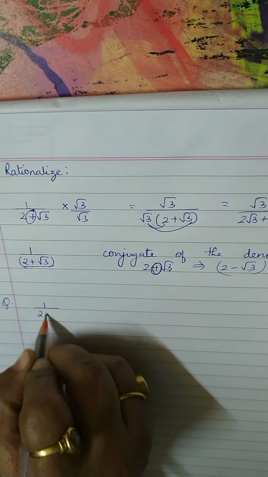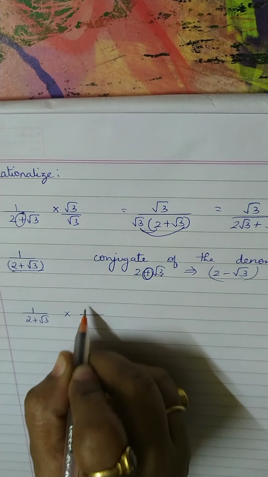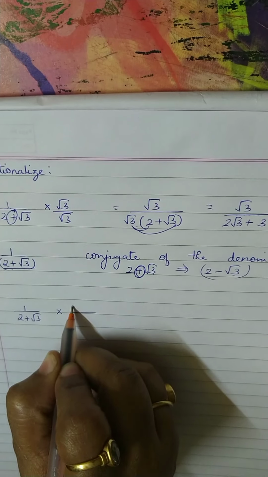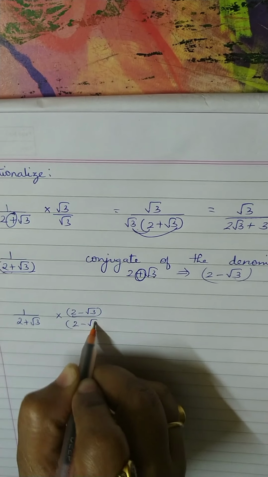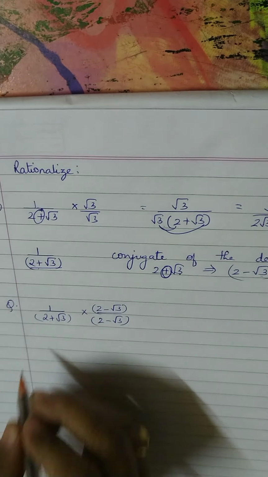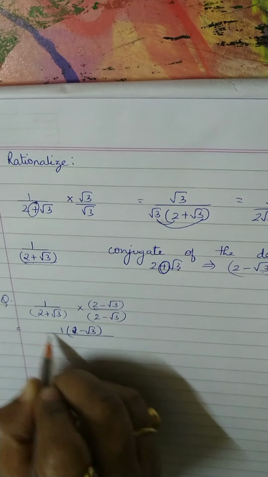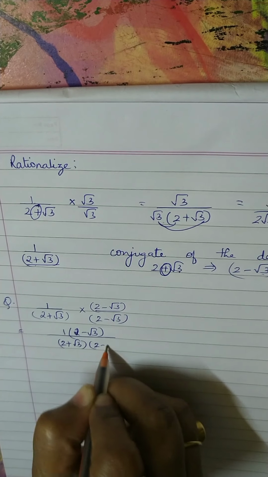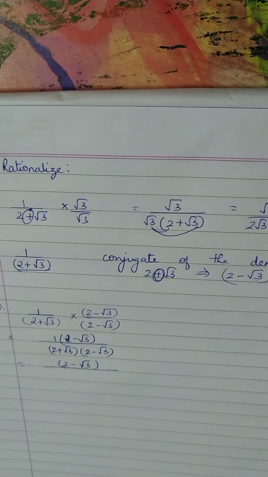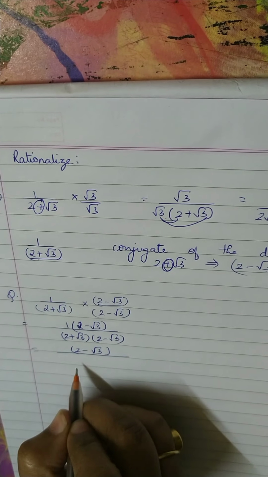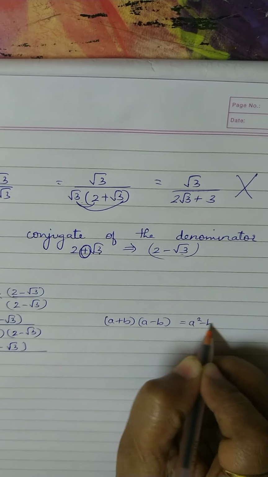It was 1 upon 2 plus root 3. So in this case, what am I going to do? I'm going to multiply and divide both by the conjugate. What is the conjugate? We just saw, of 2 plus root 3 it is 2 minus root 3, in the numerator, 2 minus root 3 in the denominator, and let's put a bracket. Right? So this would be 1 into the numerator bracket, which is 2 minus root 3. In the denominator, I have 2 plus root 3 into 2 minus root 3. Now in the numerator, 1 multiplied by any number is the same number. A plus b, a minus b gives me a square minus b square.